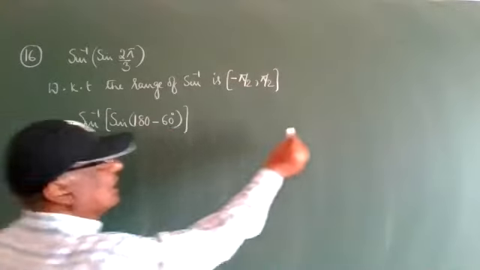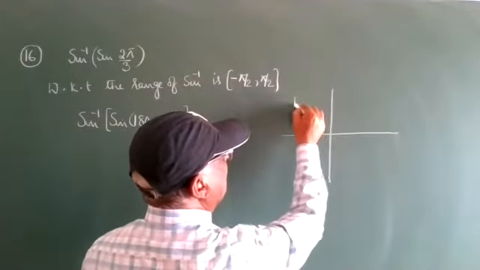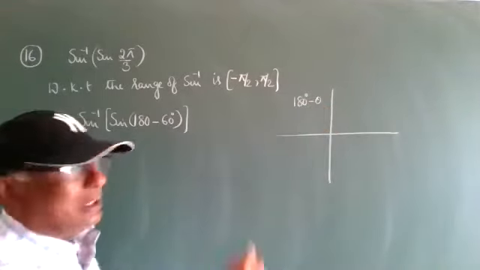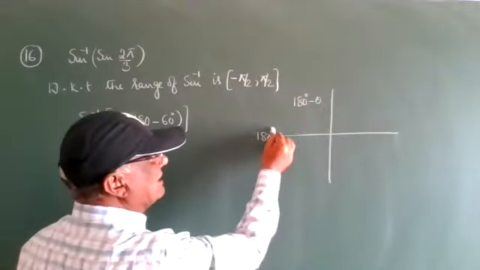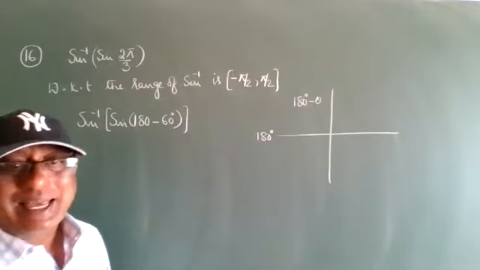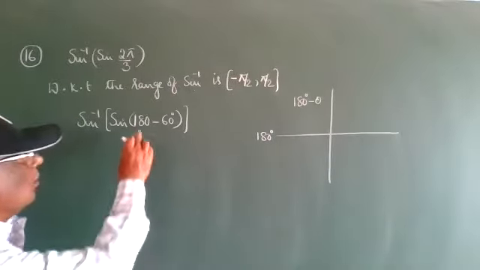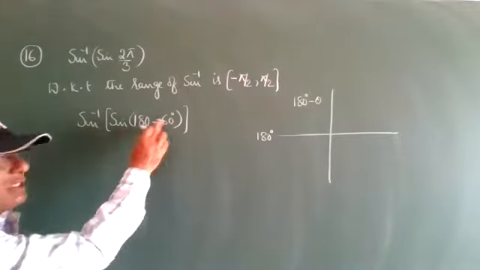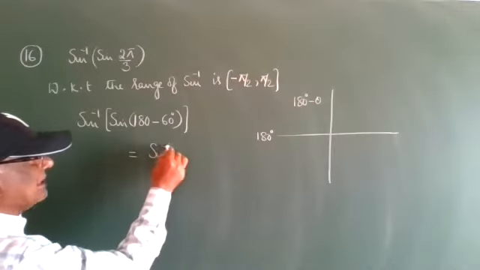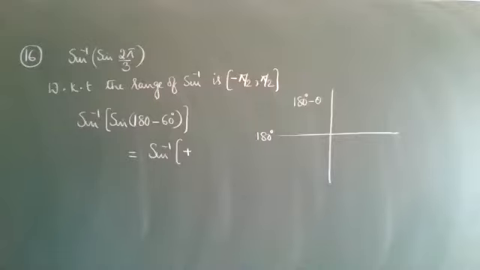180 minus 60 is in the second quadrant. In the second quadrant, what is the rule, all silver? Sine is positive. Okay, na? Sine is positive. Means for 180 minus 60, sine is positive. First point: sine inverse of sine is positive. In the second quadrant, sine is positive.